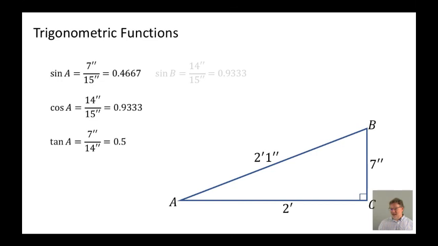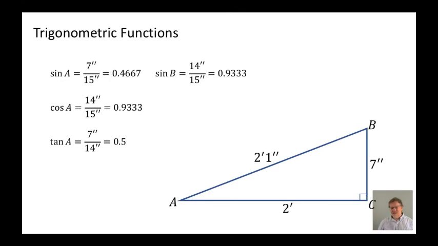Let's do angle B here now, and I think you'll notice that there's some similarities between the trig functions for one of the angles on the triangle and the trig functions for the other angle of the right triangle here. So sine B, again, sine is opposite over hypotenuse, but what's the opposite side from B? It's not the 7-inch side. Now it's the one that's on the bottom. It's just to the left of me here. So the opposite side for B is the 2-foot side. 2 feet over hypotenuse, so that's 14 inches divided by 15 inches. And so our sine is going to be 0.9333.